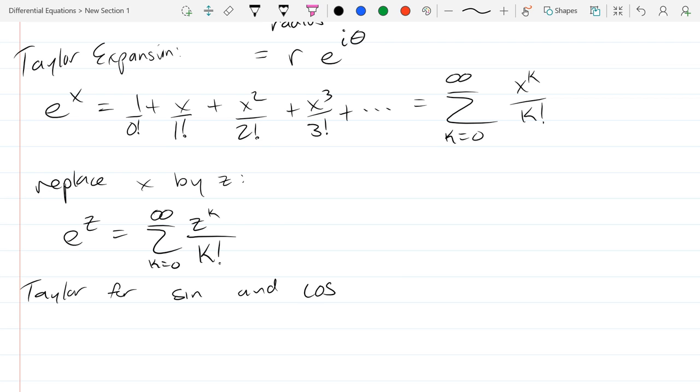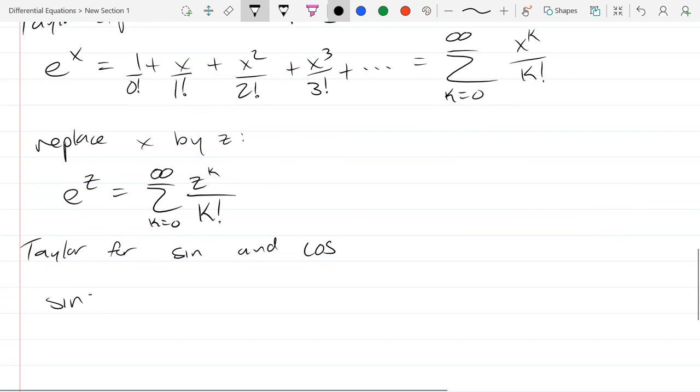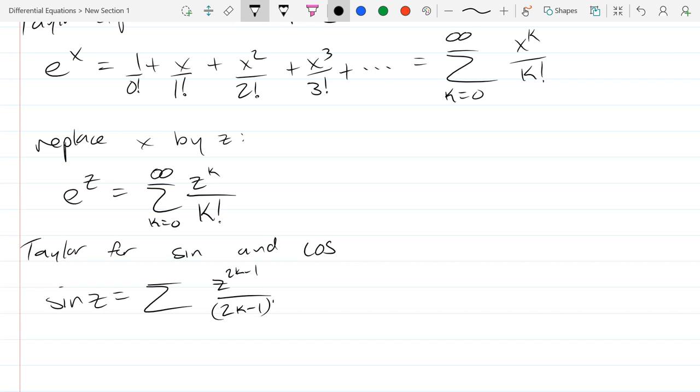So you can do Taylor for any function that you can take derivatives on. The Taylor series might not have a nice pattern happening, but for most of the functions that we tried, the Taylor series did have a nice pattern, or at least a relatively nice pattern. And we're going to write the one for sine and cosine now. So sine is the summation of z to the 2k minus 1 over 2k minus 1 factorial, times negative 1 to the k minus 1, k equals 1 to infinity.